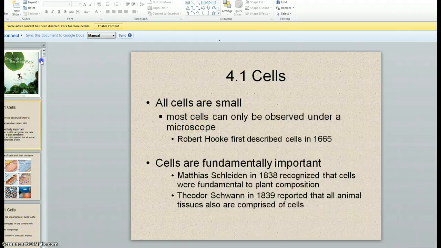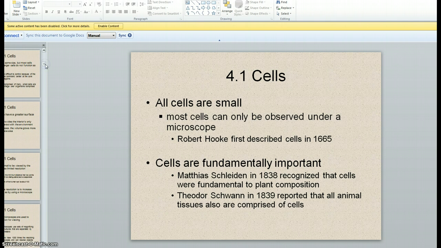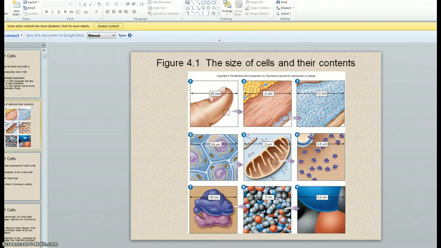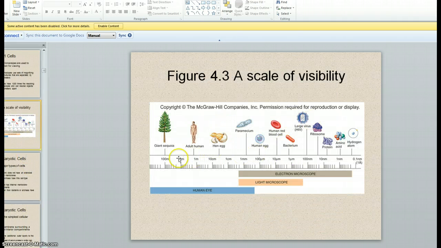Now, there's another slide here. Might as well go down to it, that talks about the size of cells and the different components inside them. And then there's a slide that shows you a scale of size, getting all the way from a tenth of a nanometer or an angstrom, from a hydrogen atom, an amino acid, a protein, all the way up to the size of a great big sequoia tree, an adult human here, and so forth.